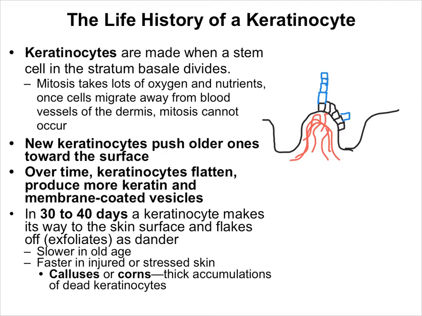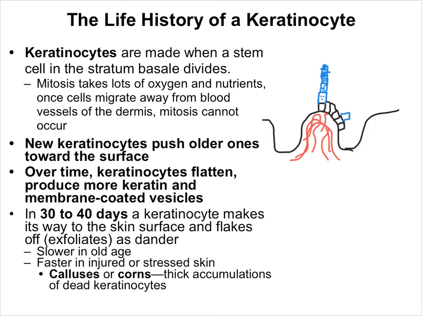And as cells get pushed up, they become flatter and flatter. So in the stratum basale, they start out as basically cuboidal. And then as they get pushed up through the layers of the epidermis, they become more and more squamous as they go through. So over time, the keratinocytes flatten. They also start out with a little bit of keratin in them. And then as they move up, they make more and more keratin in them until, towards the top, they're basically just filled with keratin.